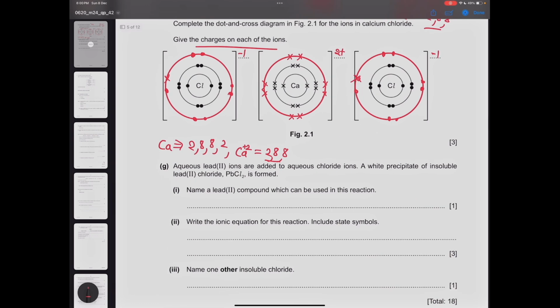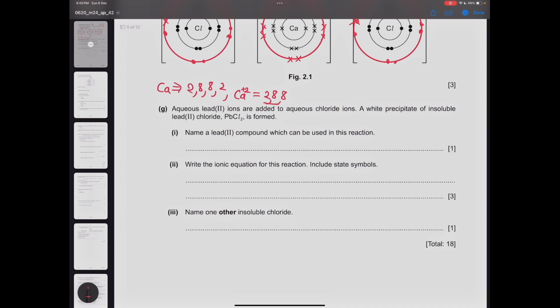All right. Now, aqueous lead ions are added to aqueous chloride ions. A white precipitate is formed. Name the lead compound which can be used for this reaction. So you can use any soluble lead compound, and all nitrates are soluble, right? So just use lead nitrate.